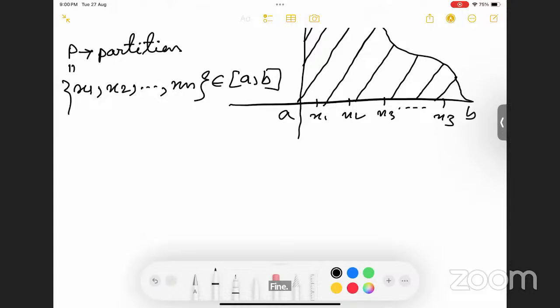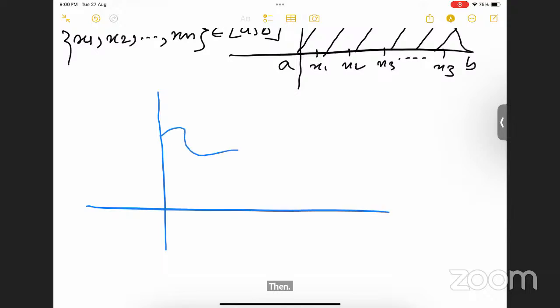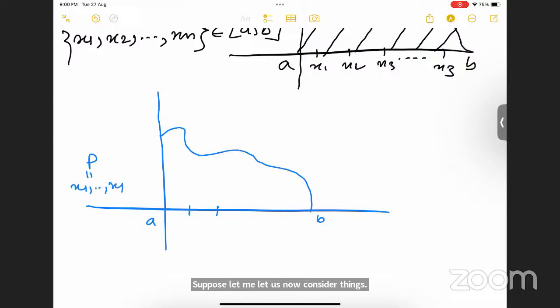Let me draw it again. So this was our curve. Suppose we have a partition P, which is x1, x2, ... xn. Let us now consider it is x1 ... x4, then we can get a better understanding. So this is x1, this is x2, this is x3, and this is x4.